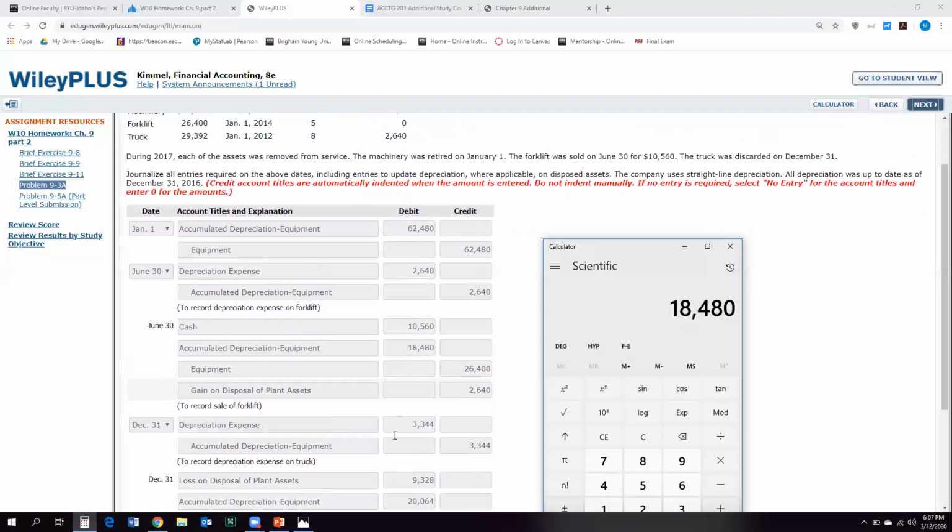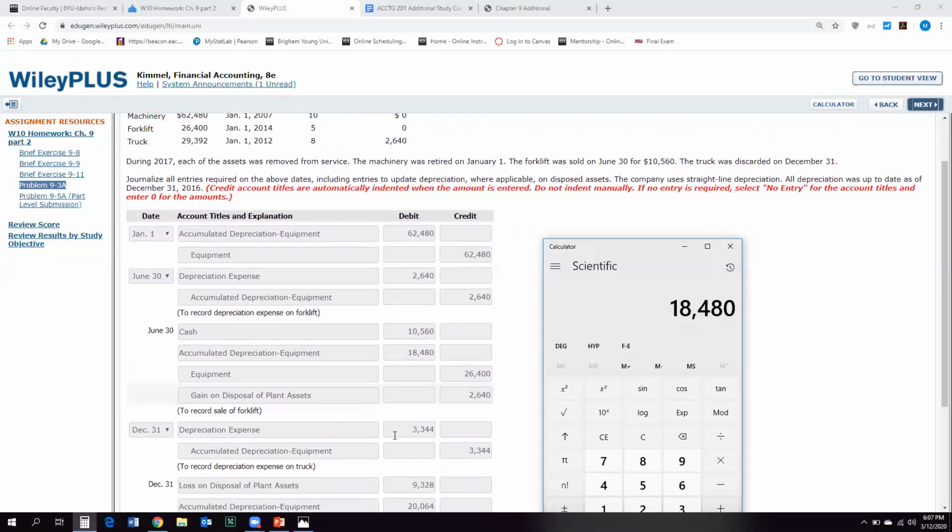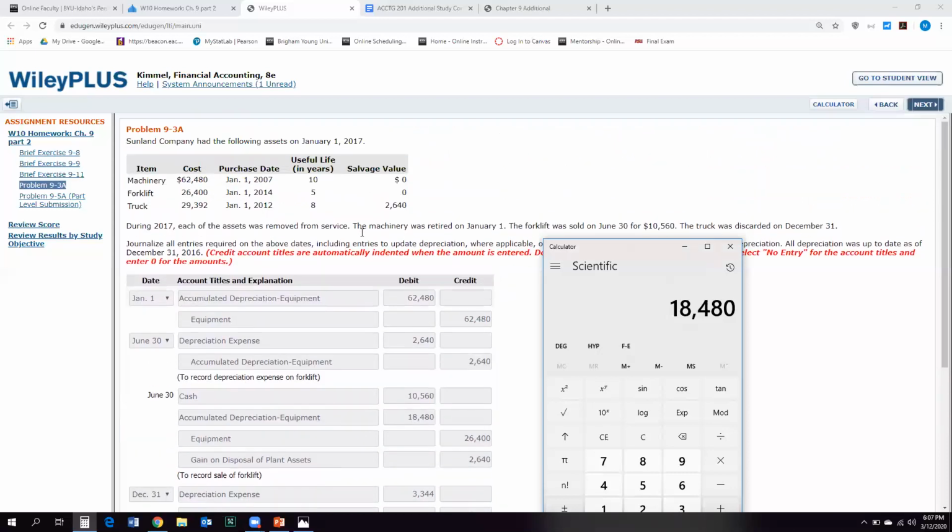So same thing, we have to bring the depreciation current. Okay. And so again, it would just be 1 year's worth of it. The truck had a salvage value of 2,640. So if I say the cost was 29,392 less the residual or salvage value of 2,640, and then divide that by its useful life of 8 years, that's the amount of depreciation I do for each year of the truck's life.